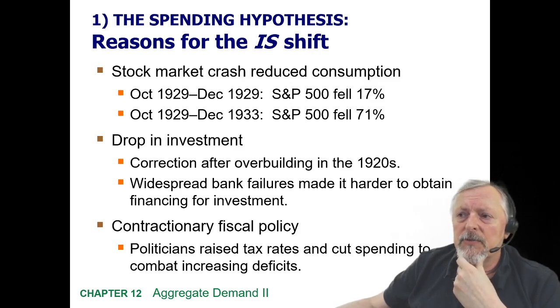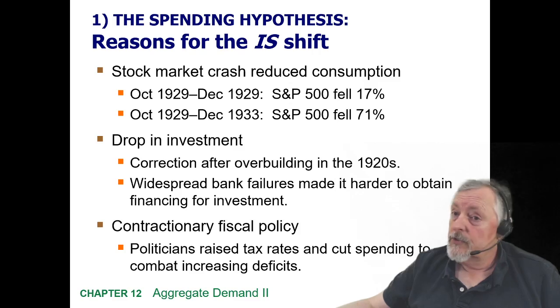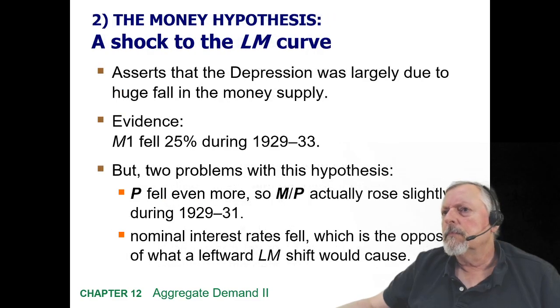Also, in the early years of the Great Depression, there were many bank failures. That could have contributed to falls in investment. Banks closed, hard to get a loan. And there were tax increases in 1932. All of these may have decreased consumption.